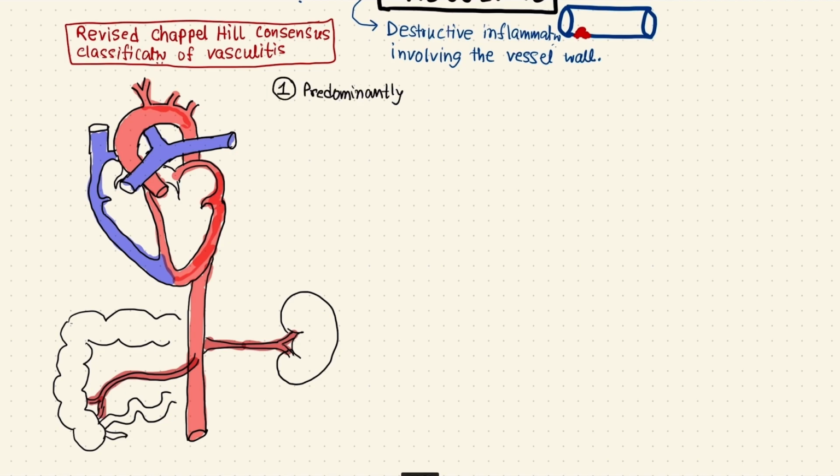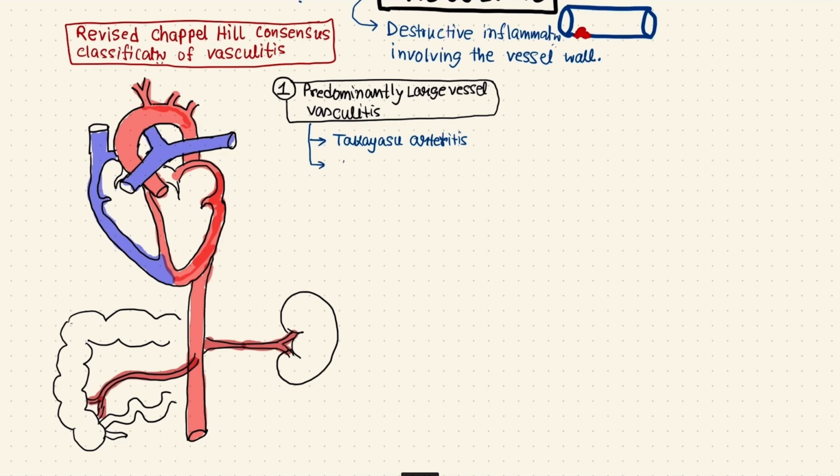So, predominantly large vessel vasculitis. Here large vessel means the aorta and its branches. The examples are Takayasu arteritis, and temporal arteritis, which is also called giant cell arteritis.